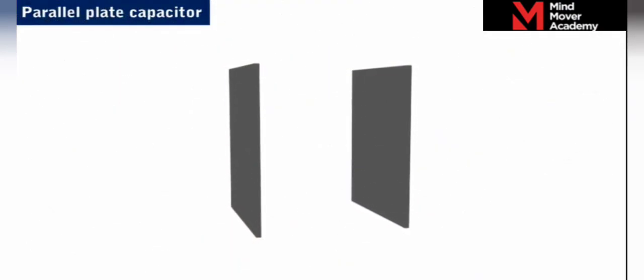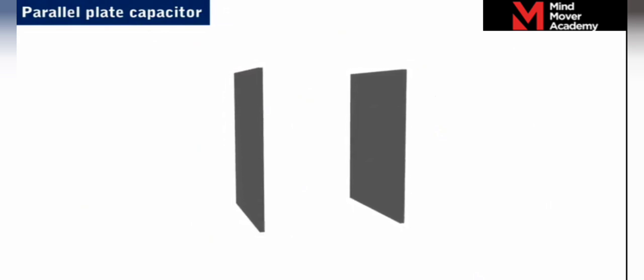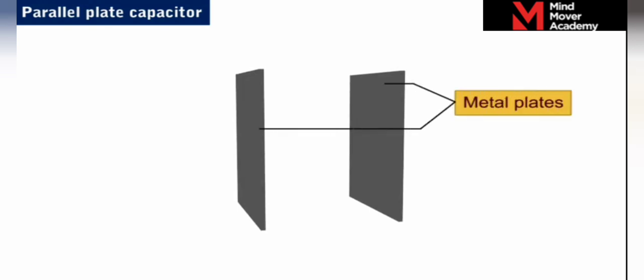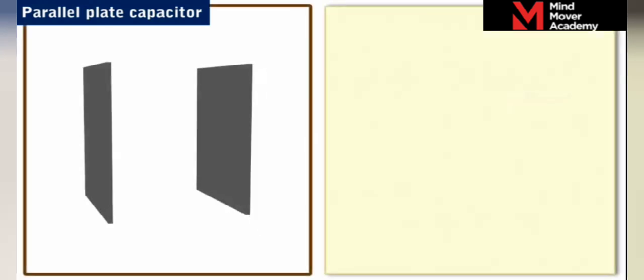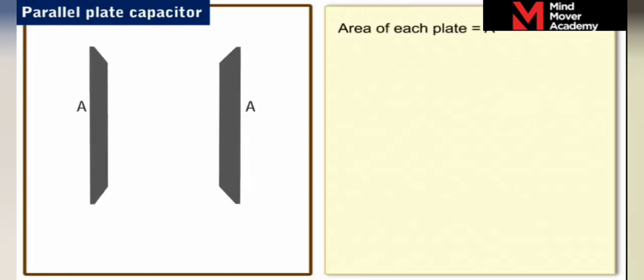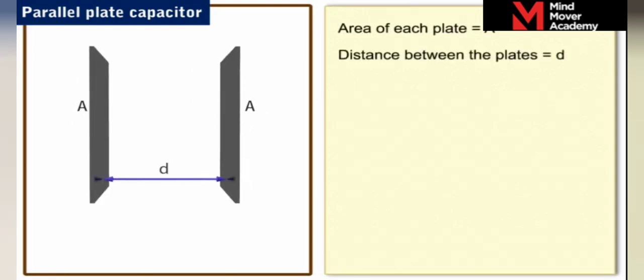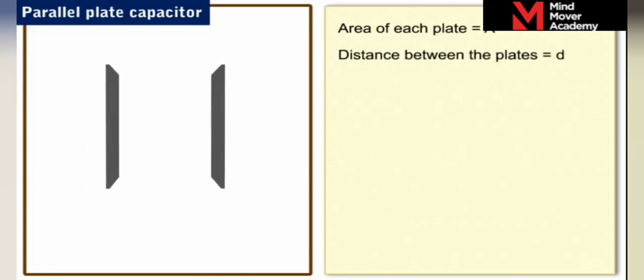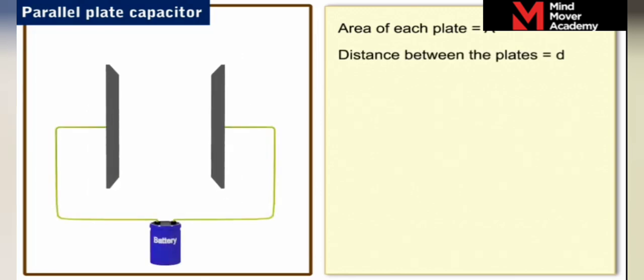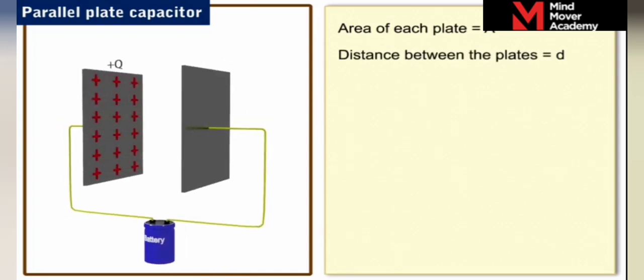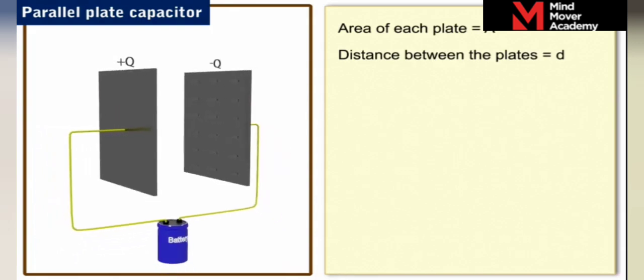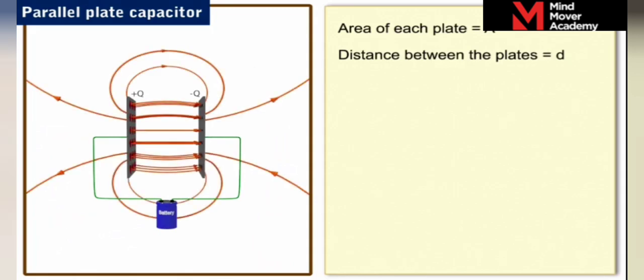Let us first understand the structure of a parallel plate capacitor. A parallel plate capacitor consists of two metal plates, each of area A and separated by a distance d. When the plates of the capacitor are connected to a battery, one of the plates is given an excess charge plus Q, and the other is given an excess charge minus Q. As a result, a uniform electric field is created between the plates of the capacitors.